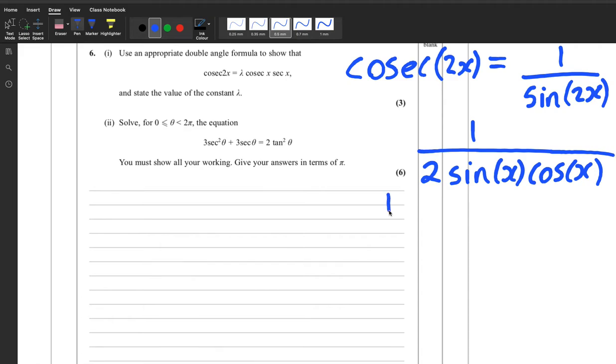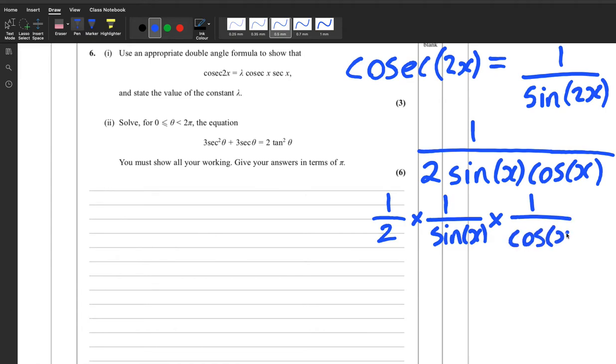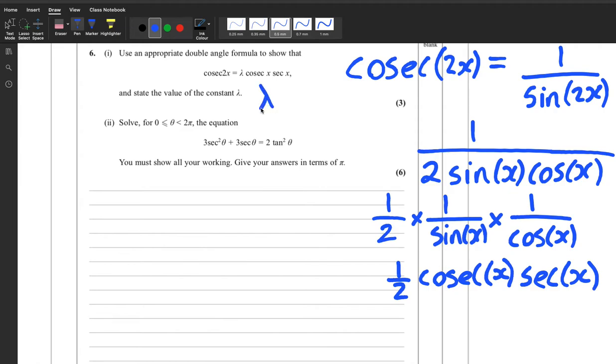That can be written as a half times 1 over sine x times 1 over cos x. And that can be written as a half, 1 over sine x is cosec x, and 1 over cos x is sec x. That's the first part done. So we conclude that lambda is equal to a half. That's it. Easy 3 marks.